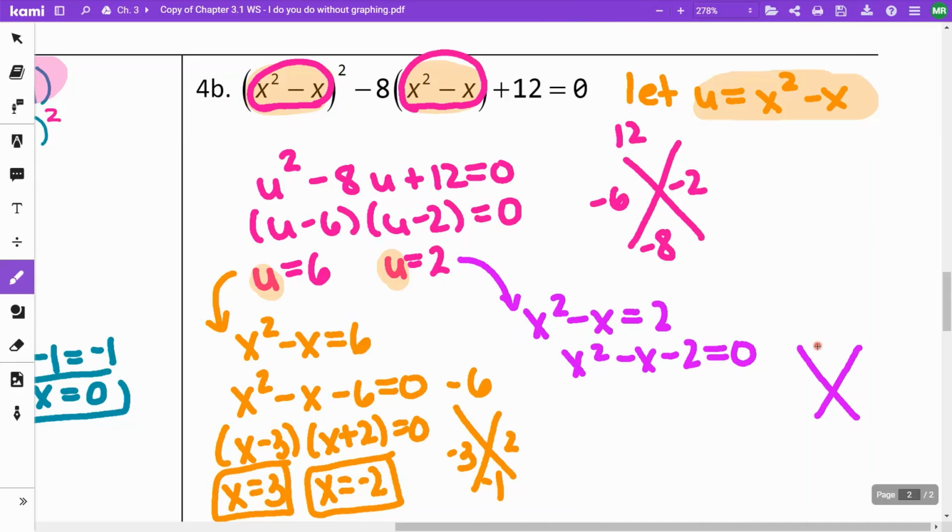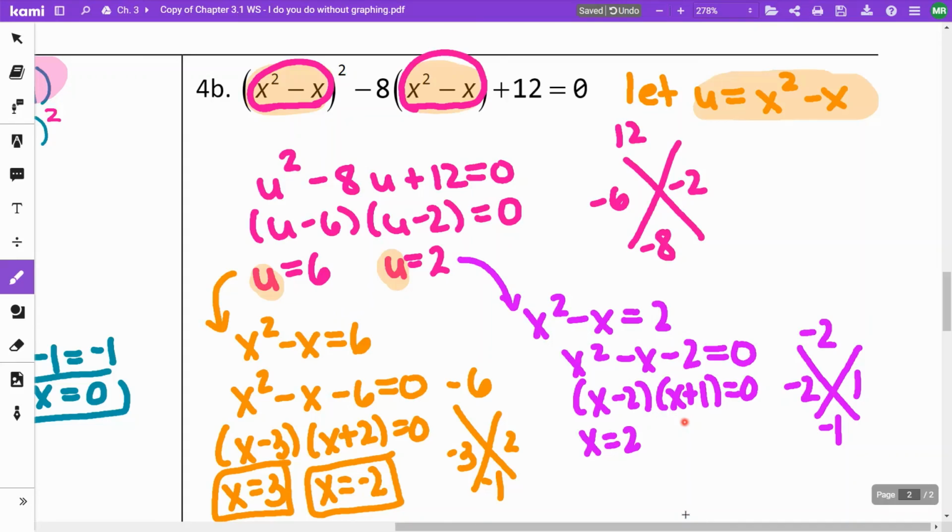Again, I have another diamond. What multiplies to negative 2 and adds to negative 1? So that's going to be negative 2 and negative 1, and that's going to be a negative 2 and a positive 1. So I'm going to get an x minus 2 and an x plus 1 equals 0. This parenthesis is going to be x equal 2 when I solve. This parenthesis is going to be x equal negative 1.